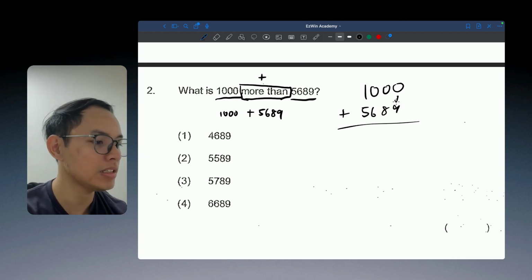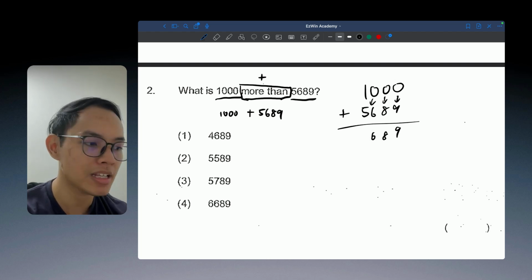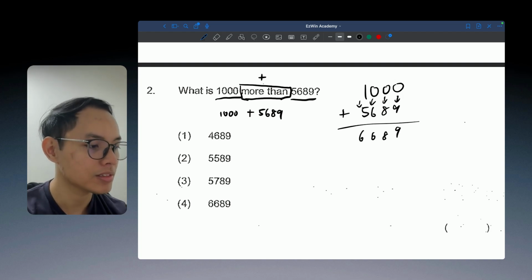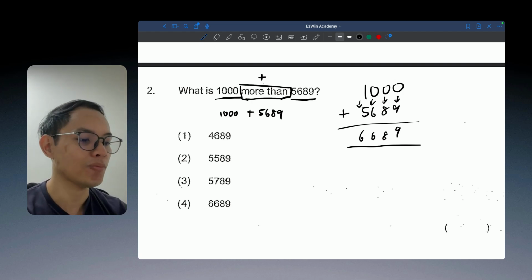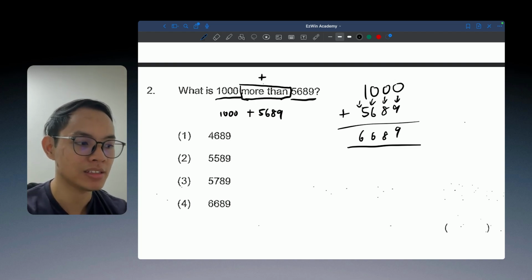So 0 plus 9 equal to 9. 0 plus 8 is equal to 8. 0 plus 6 equal to 6. And the last thing is 1 plus 5. So what's 1 plus 5? 6. So it's 6689. So with this, can we see where the correct answer is?